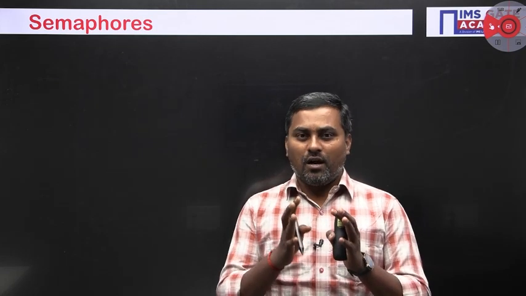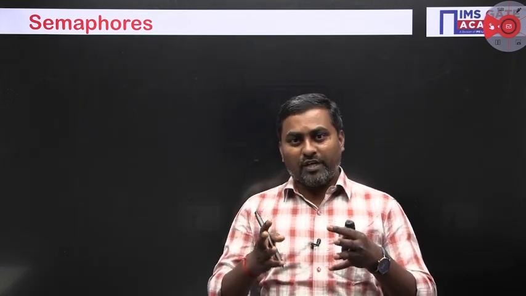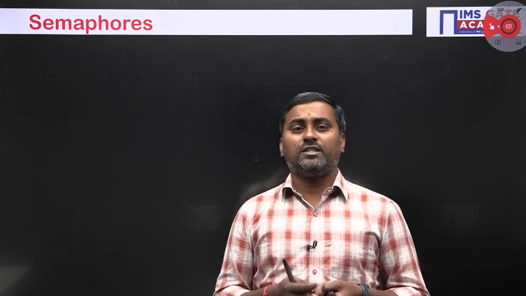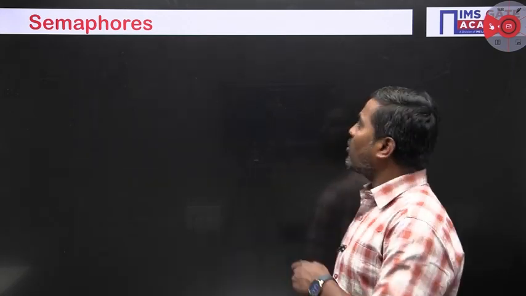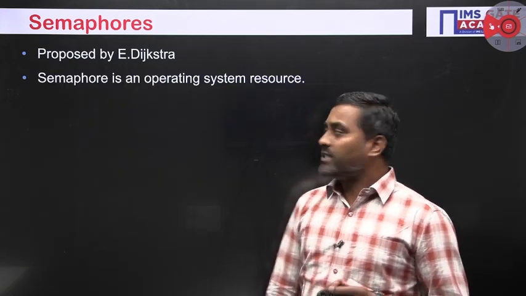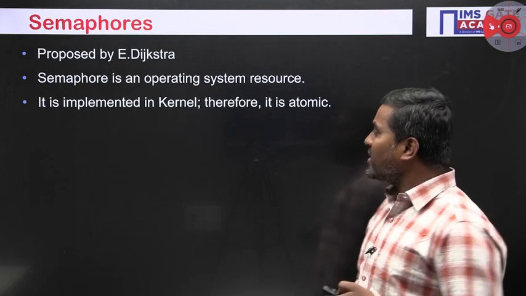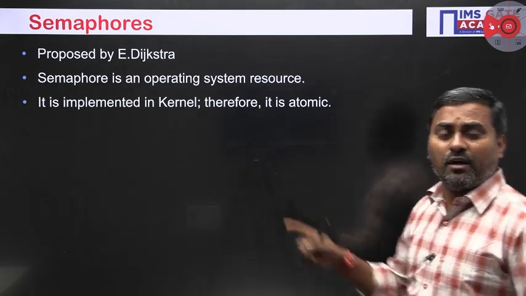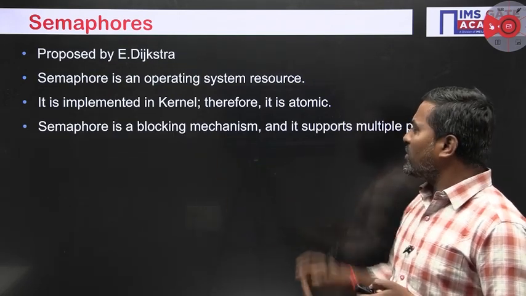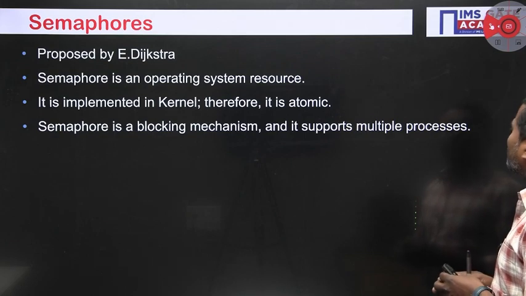Or else, under multi-threading, when you create multiple threads and want to control them, like allowing only some threads to run concurrently, you can use semaphore operations to control it. Like this, you can see various practical applications of semaphore. Coming to the topic, this concept was proposed by E. Dijkstra. It is an operating system resource. When I say operating system resource, it must be implemented in the kernel part. Hence I can say it is atomic in nature. Semaphore is a blocking mechanism and it supports multiple processes.